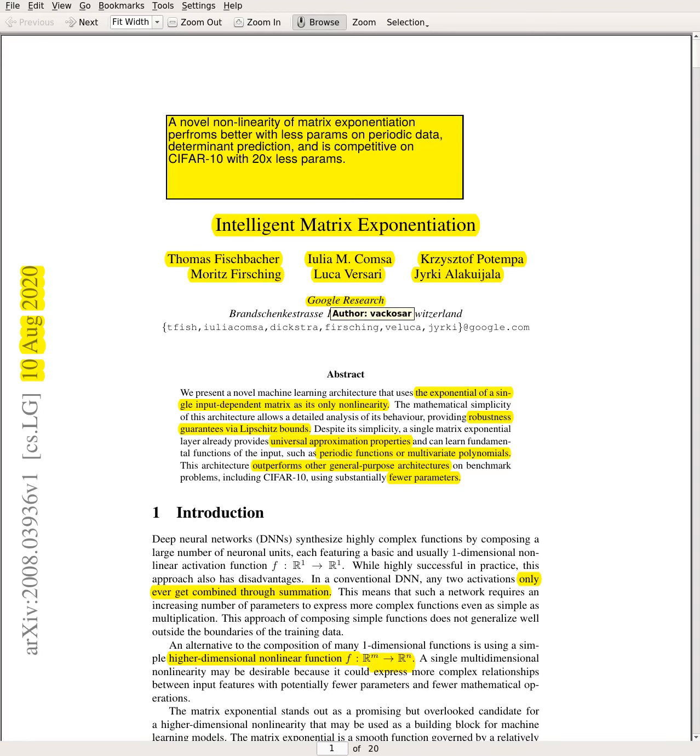It's from Google Research: Thomas Fischbacher, Moritz Firsching, Julia Komsa, Versani, Potempa, Alakuijala.